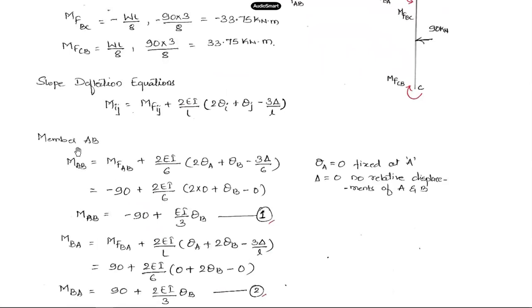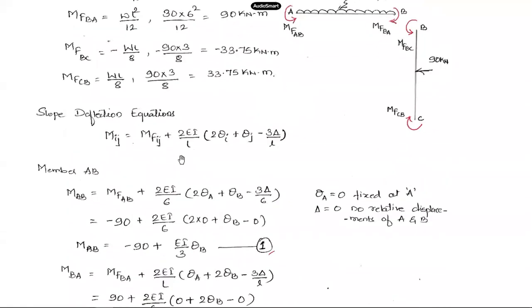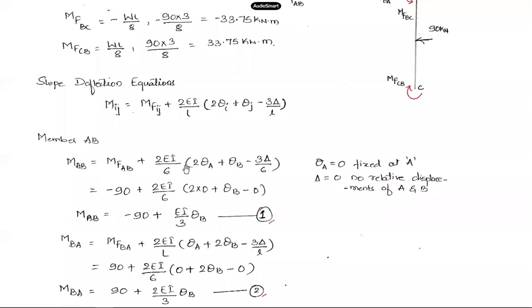Okay, so for the joint A, I'm writing the slope deflection equation here. First I'll take up member AB, and at joint A, I'll write the slope deflection equation. So MAB is equal to MFAB plus 2EI by L. The span is 6 meter here. For member AB, it is 6 meter, and EI is constant, which is given to us. So 2EI by 6 meter into 2 times theta A plus theta B minus 3 delta by 6.